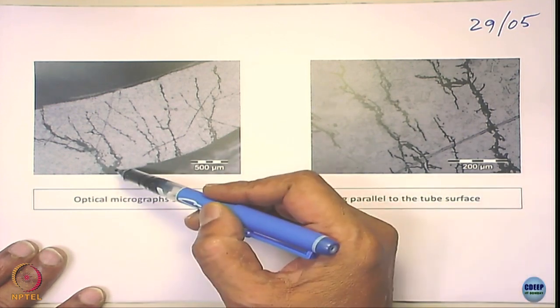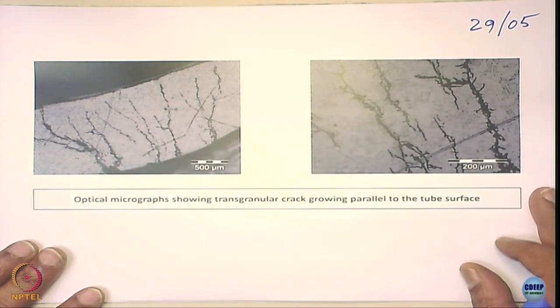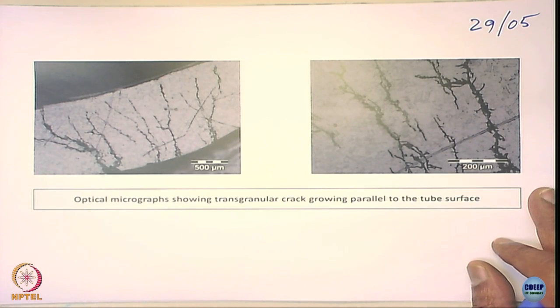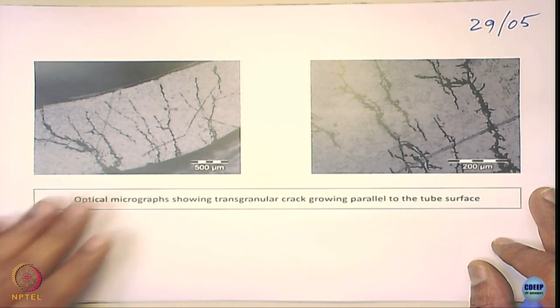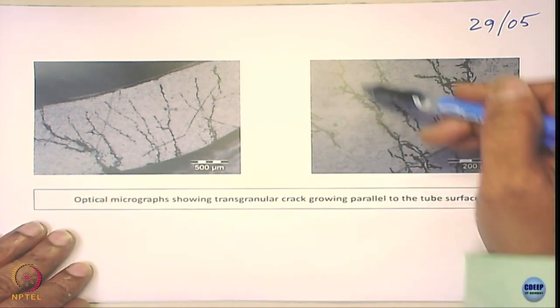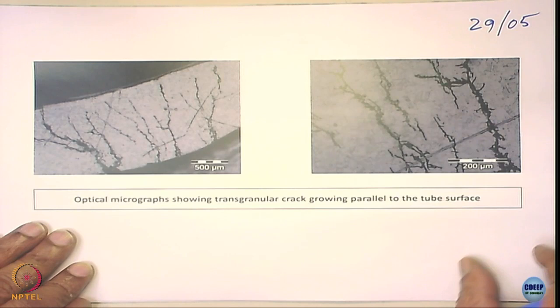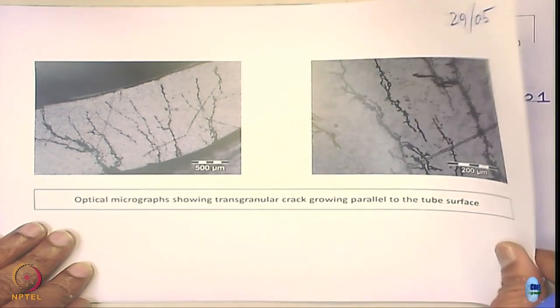Again, you see a kind of branching of cracks. This is one of the characteristics of stress corrosion cracking. If you do tensile testing or have mechanical loading failure, you only see one crack. The cracks are not branching at all. The crack morphology we will discuss shortly, and this is also some kind of transgranular cracking taking place.